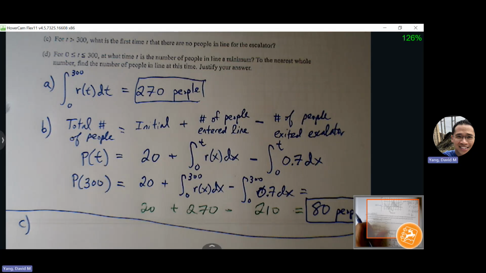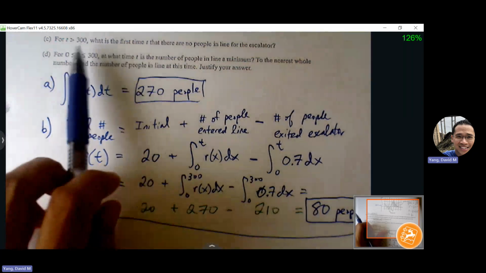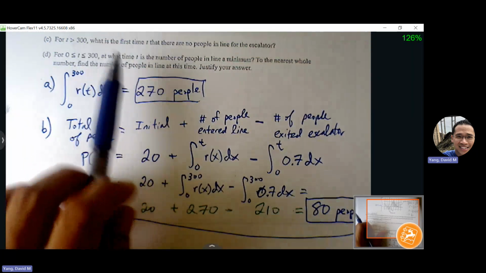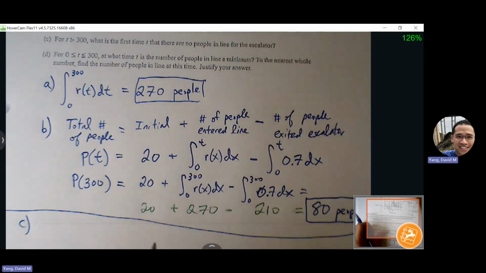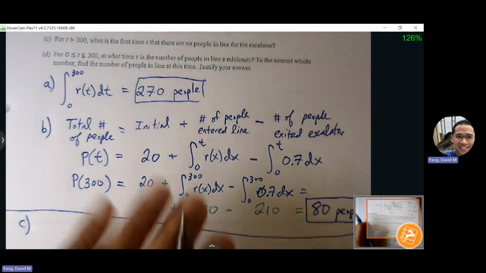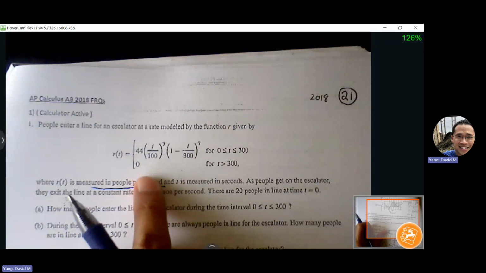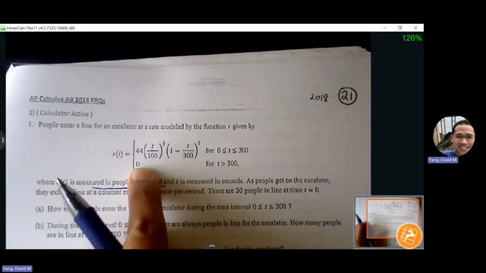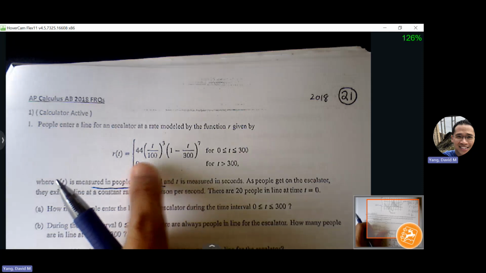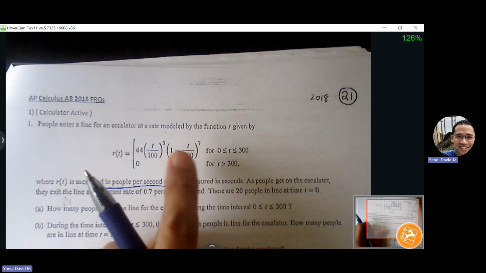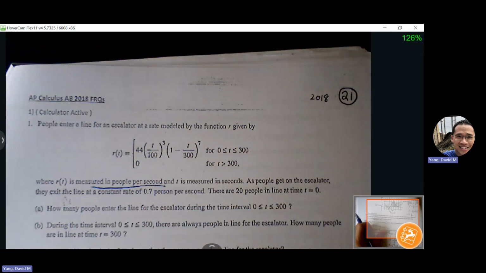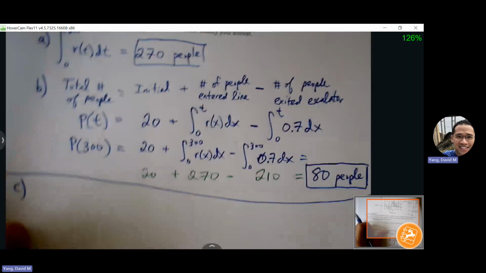Okay, part C is a little bit unfamiliar. It says for t greater than 300, so after 300 seconds, what is the first time t that there are no people left in line for the escalator? Because we know that after 300 seconds, there's no more people entering into the line. So however many people have entered the line by 300, we just have to figure out how long it's going to take for them to all exit the line.